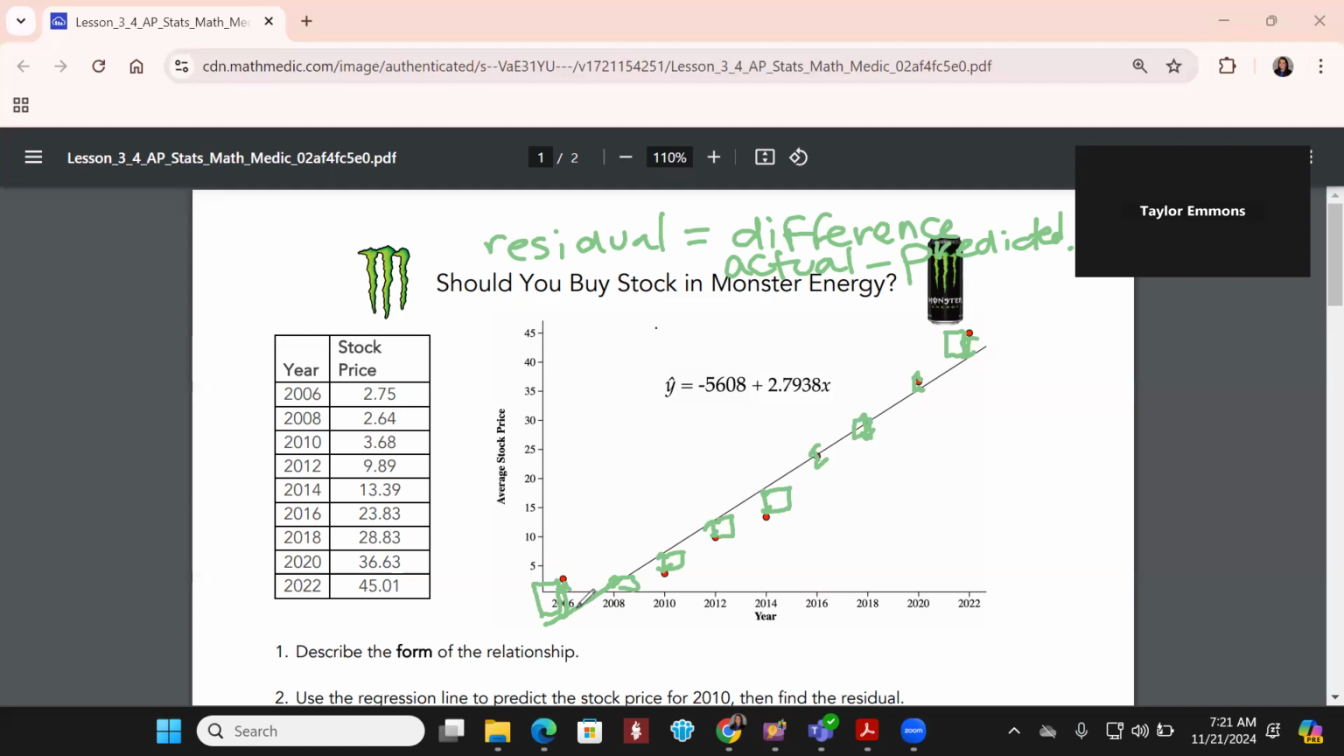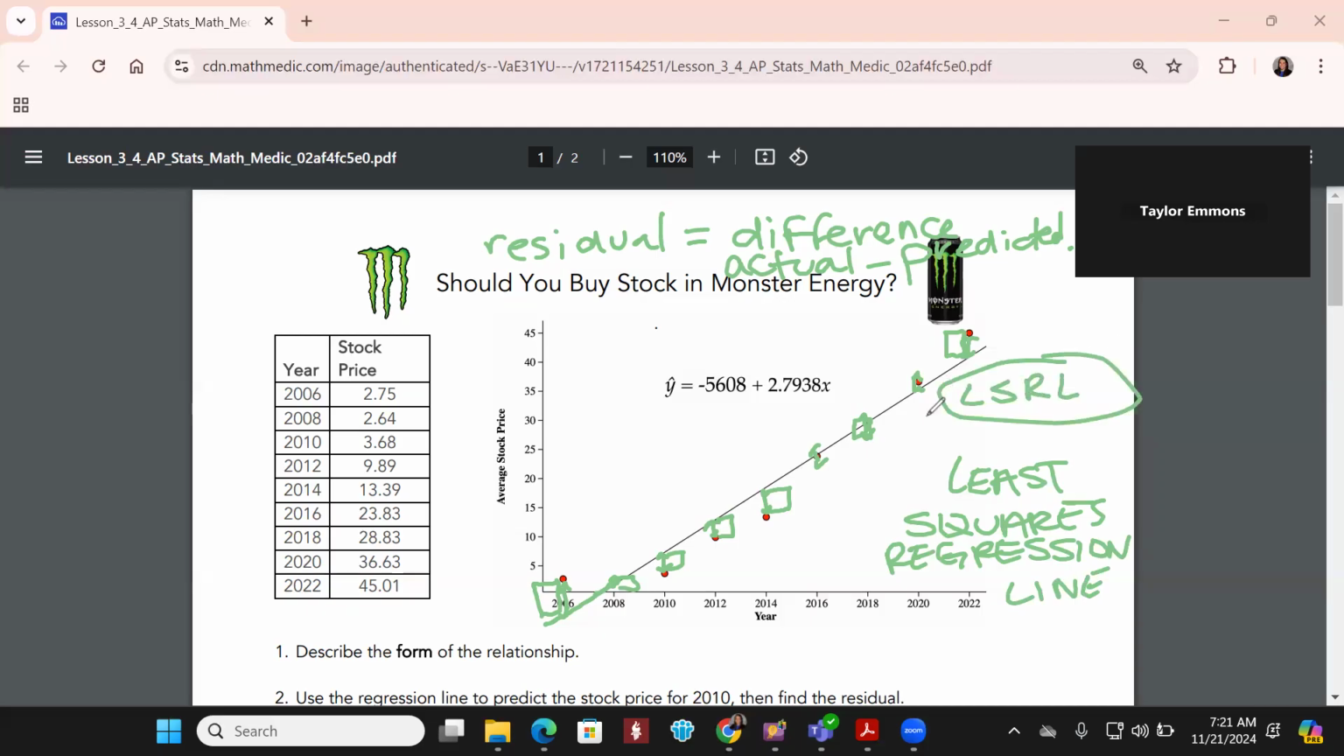What line is this called? Least square regression line. Remember our little acronym? We said LSRL. I said you've got to memorize this, right?